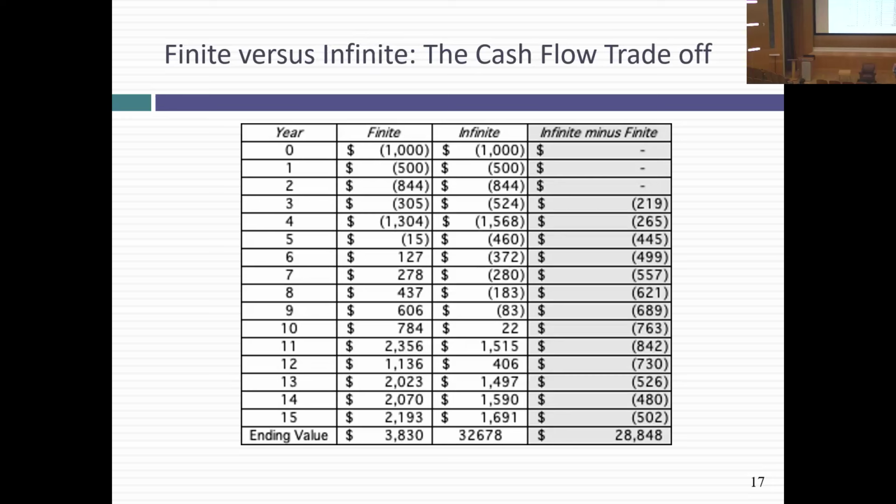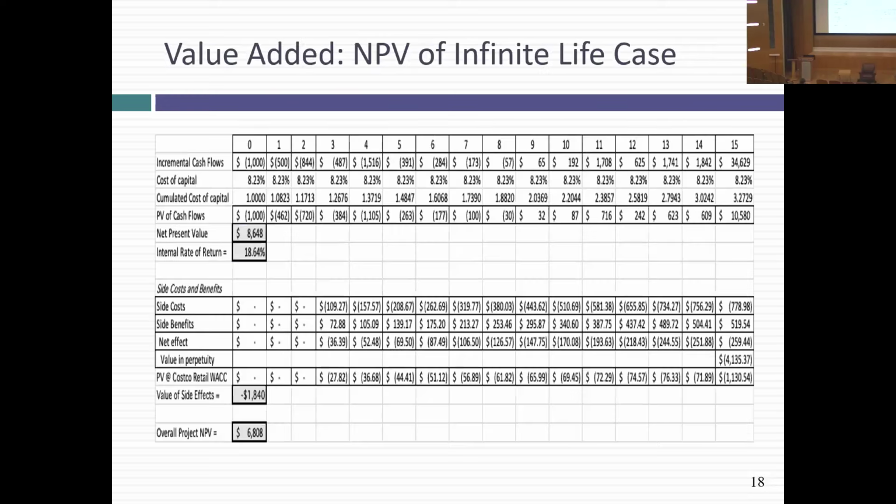But there's lots of reasons why most projects are finite life projects. If extending the life was always better, every project would become a perpetual project, and that doesn't happen in the real world. So my net present values here are higher, 8.65 billion, when I extend the life out because of higher terminal value. My overall NPV, with the side cost considered, is 6.8 billion.